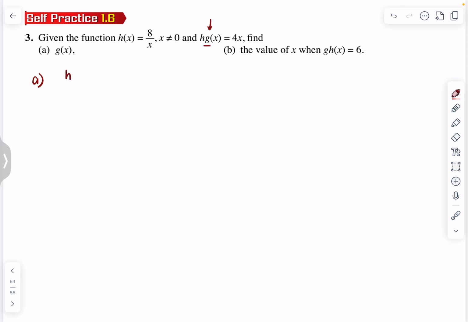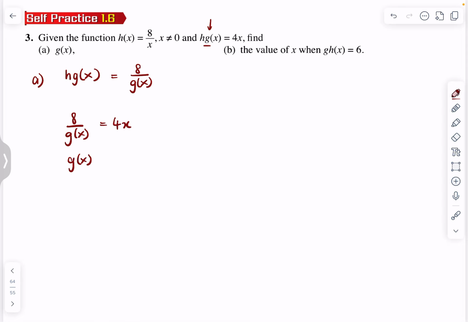So we say h(g(x)) is 8 over g(x). This is our version of h(g(x)). This is their version of h(g(x)). So what we can do is we can now compare. We can say 8 over g(x) equals 4x.